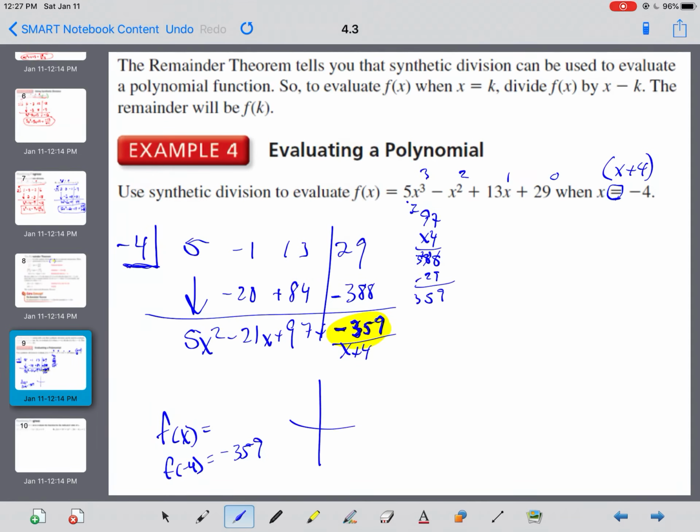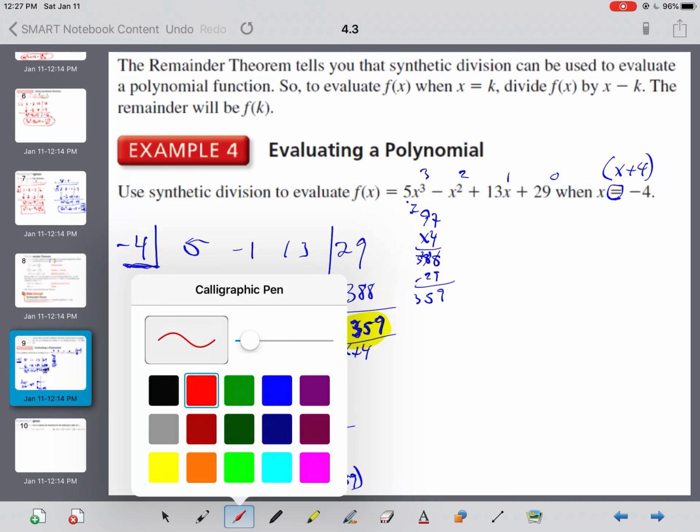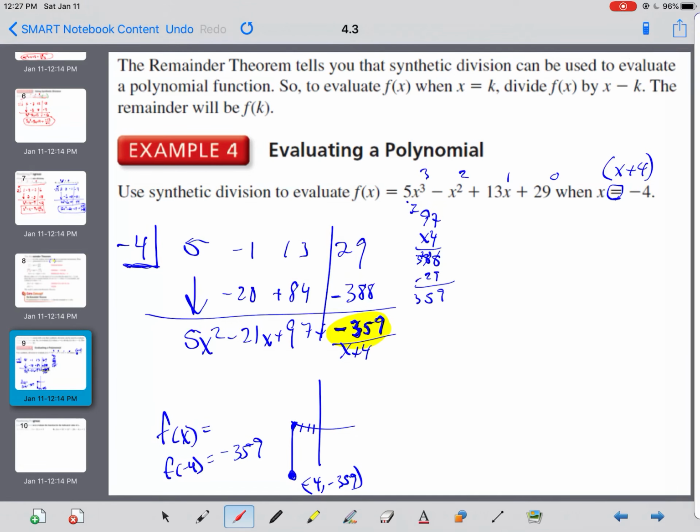So if we were graphing it, we'd go 1, 2, 3, 4 back, and we'd have to go up to negative, or no, sorry, not up. Wrong direction, because it's negative, right? We would have to go down all the way to make a dot at negative 4, negative 359. We figured out what it's worth. It's like if we had plugged it in.